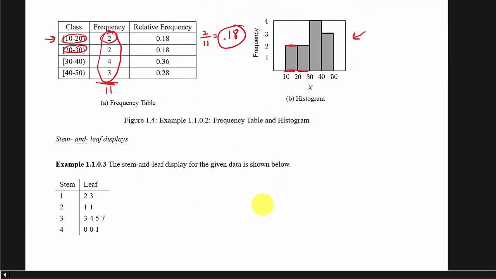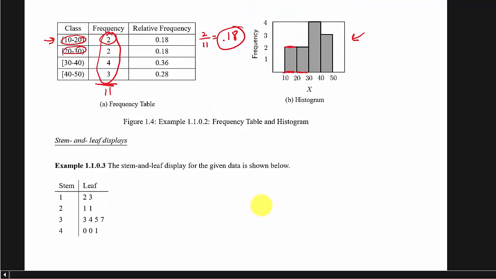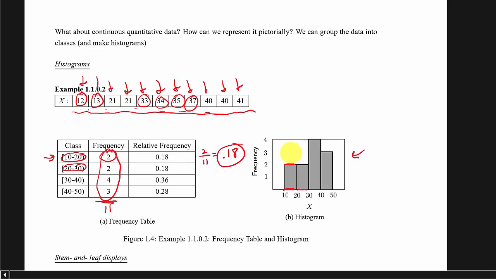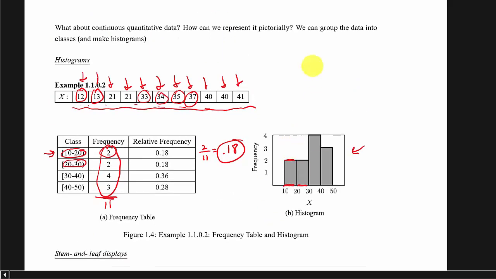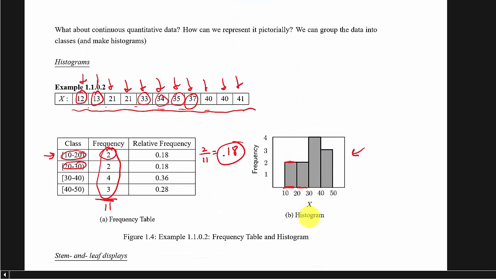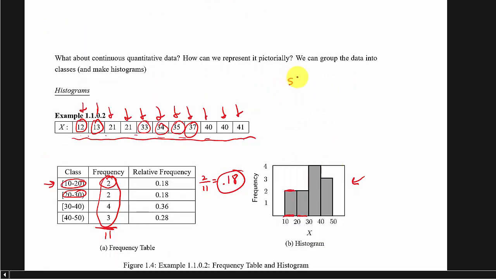All right. Now, the next one, the stem and leaf display for the given data is shown below. So here's our stem and leaf. So what we've got here is the stem and leaf. Let's just go ahead and label all that up there. So we've got a stem and we've got a leaf. And we've got 1, 2, 3, 4.